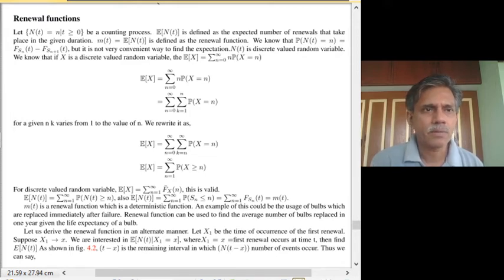This is a counting process with a discrete state, continuous time, and the time between the occurrence of two events, which we will call renewals, have a general distribution with finite expectation. So E of N(t) is defined as follows. If X1, X2, X3 denote the time intervals between successive events that occur, and they have a general distribution with a finite mean, which we will call X bar.